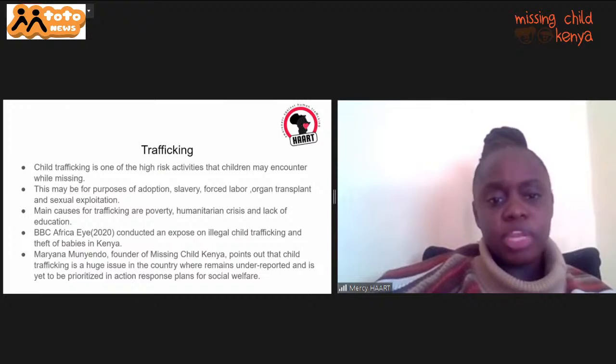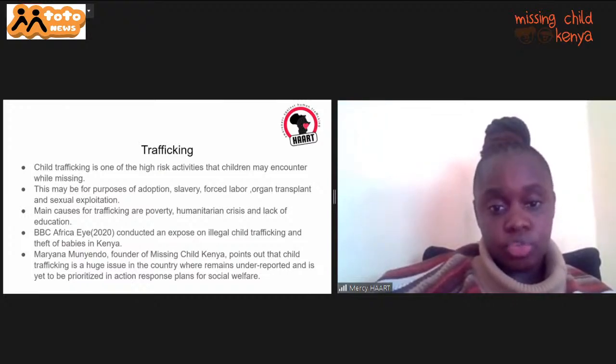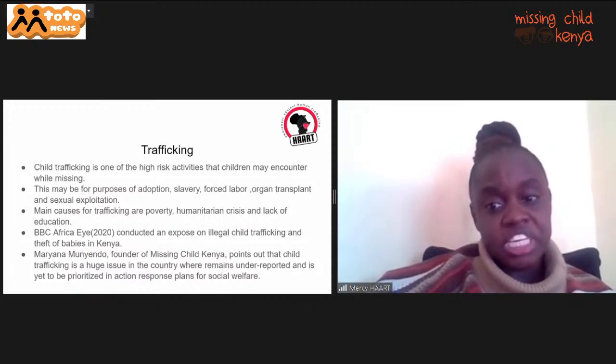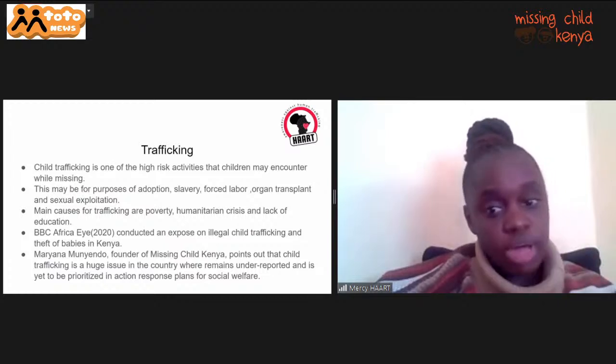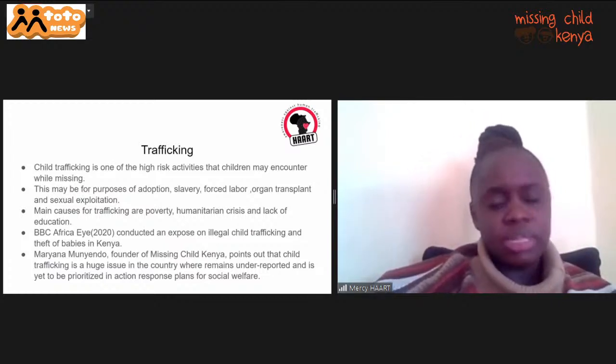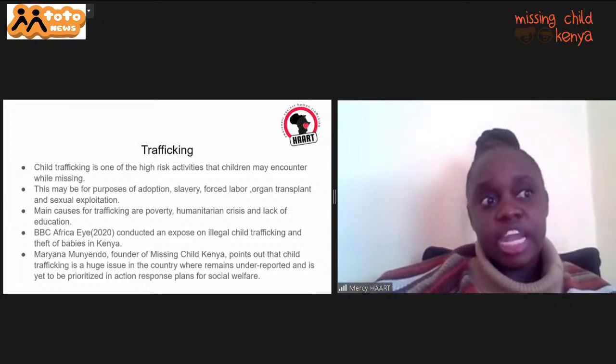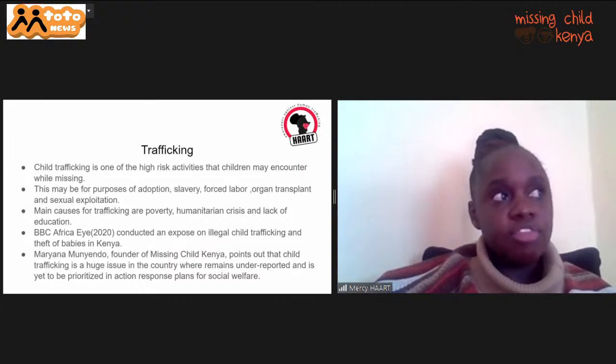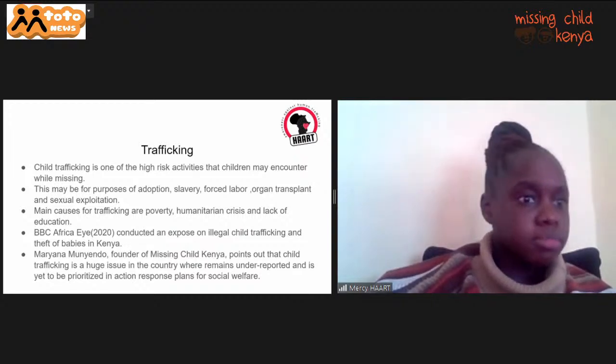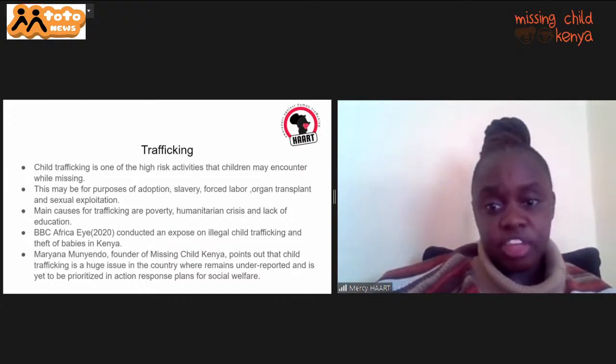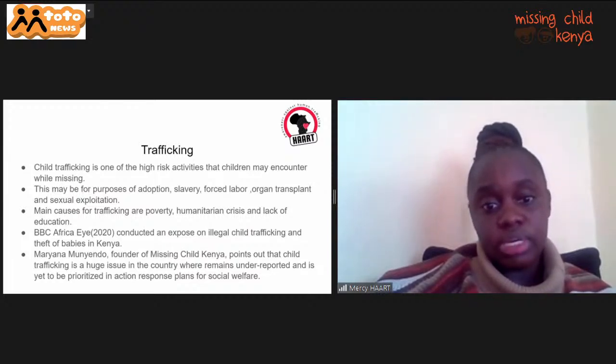So the main causes of trafficking in children are not limited to poverty, humanitarian crisis, and lack of education. In terms of humanitarian crisis, for example, when there is war, a lot of children are left unaccompanied by caregivers. So these children are left at risk of being trafficked by people who have various reasons for wanting to traffic them.